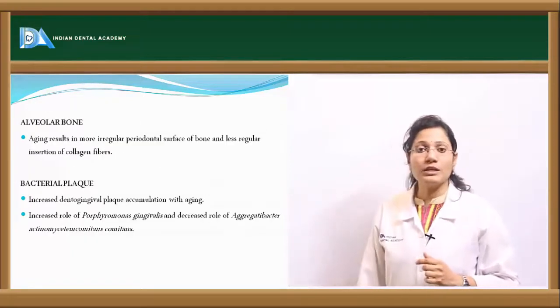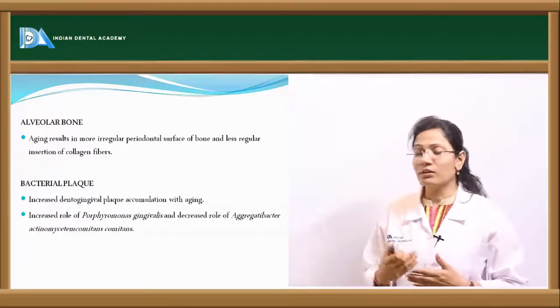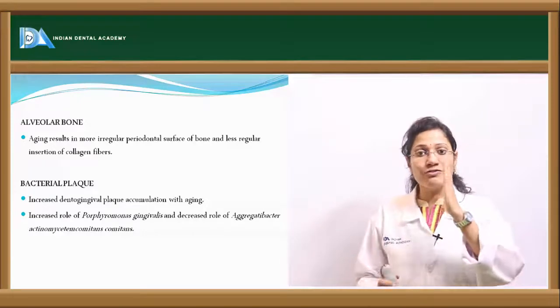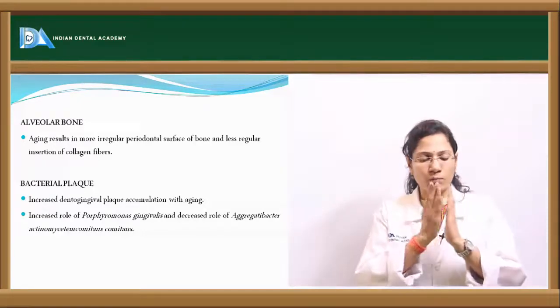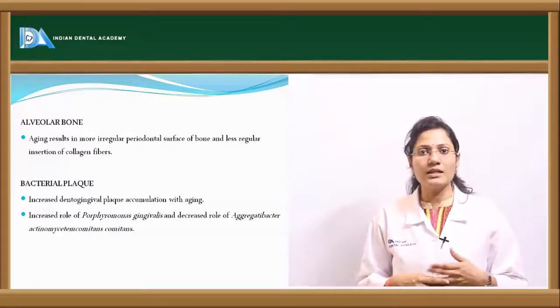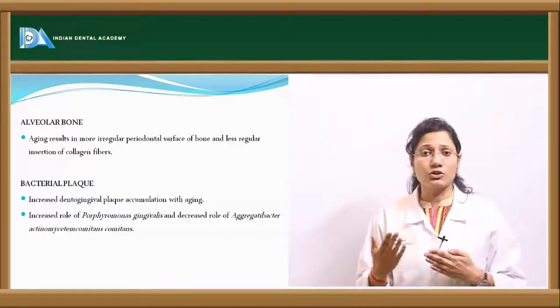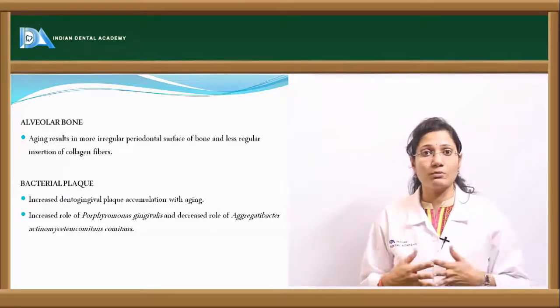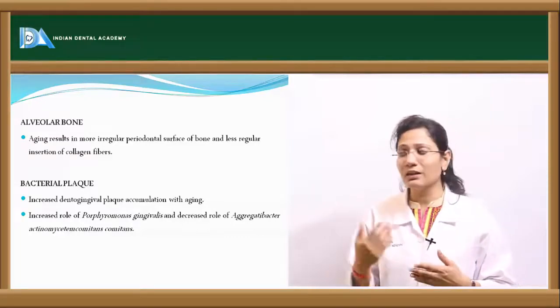Then what happens to the alveolar bone? First thing, the alveolar bone has a property of remodeling, right? So you have resorption, you have deposition, a continuous process. But this can slow down as a result of aging because the metabolic functions of the cell itself can be reduced as a result of aging.